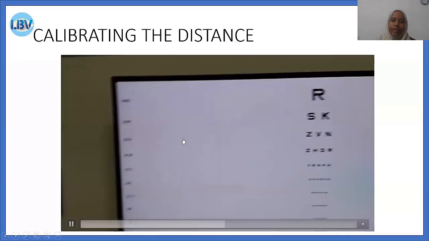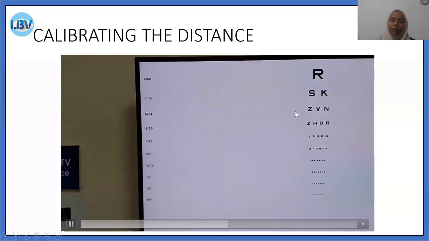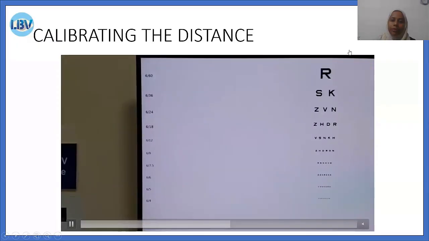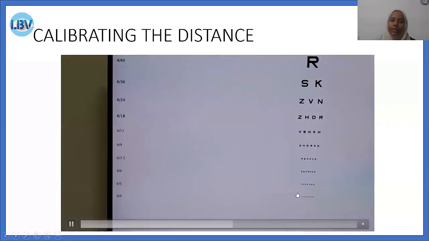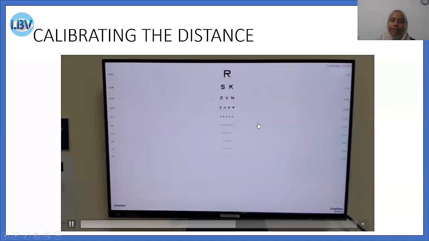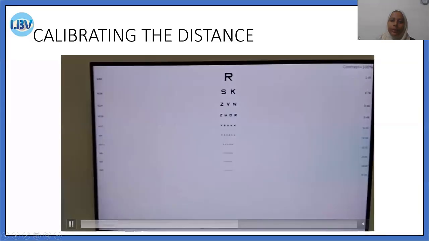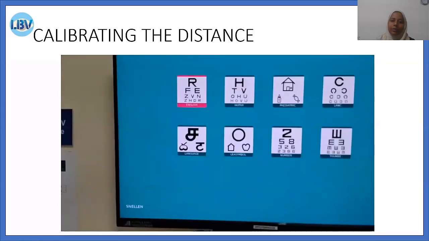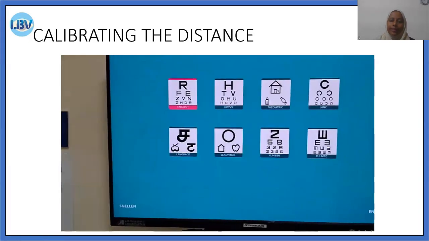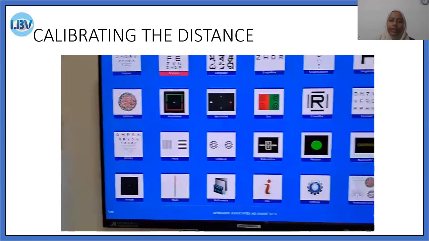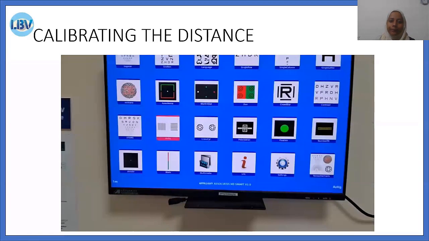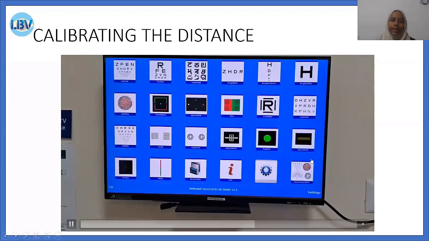This is the Snellen chart. So even if you have only 1 meter left for your clinical setup, you can just calibrate the chart for 1 meter. Or you can calibrate it again to 3 meters. So depending upon the distance and the space you have in your setup, you can calibrate it. So let us move ahead.